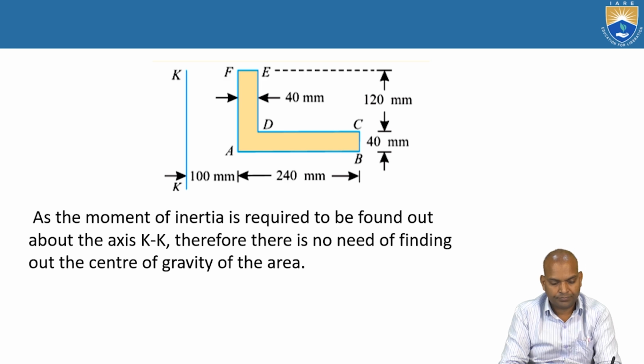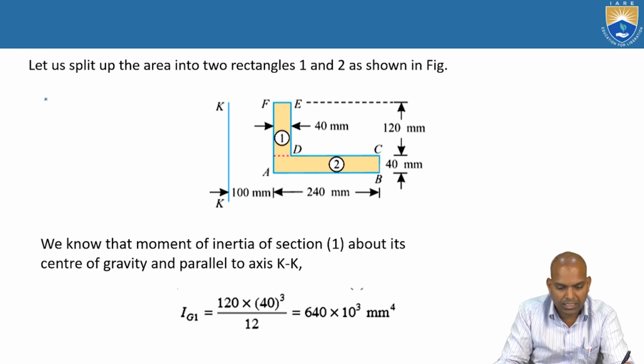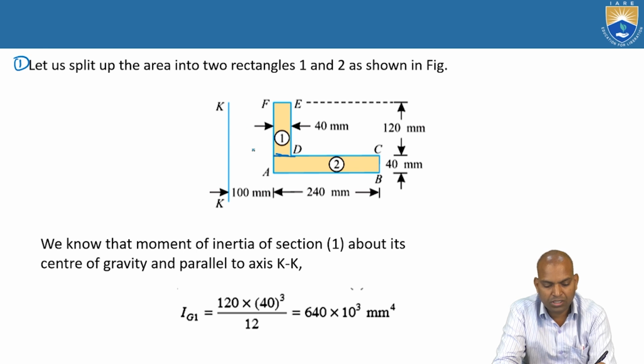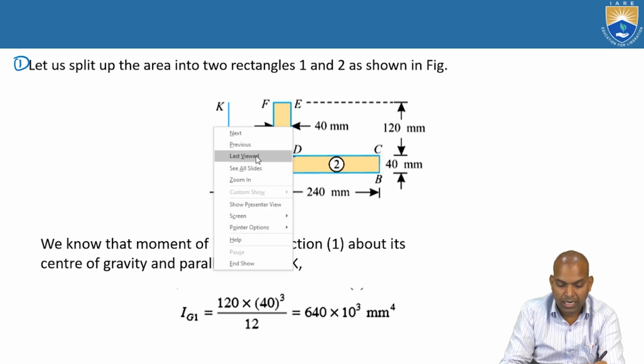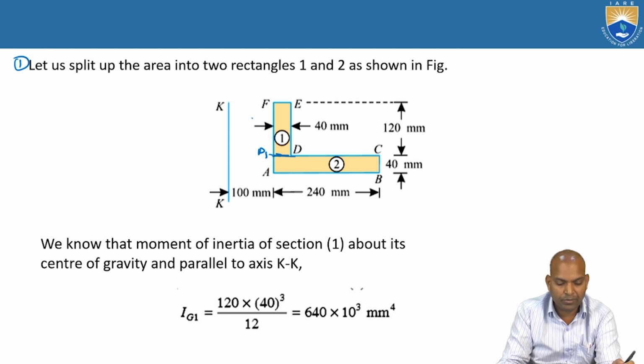After this, first of all, what to do? Step one: we have to split the area into rectangles. This is section one. What is the width of this FE DD1? The section is 40 millimeters wide, and the height is 120 millimeters. So the area is 120 by 40.